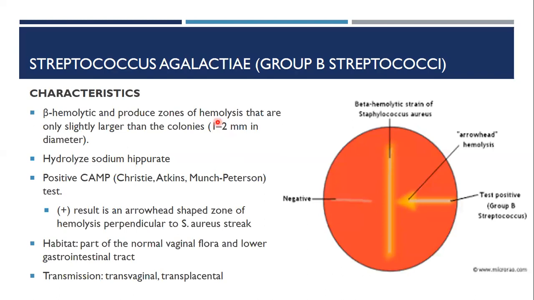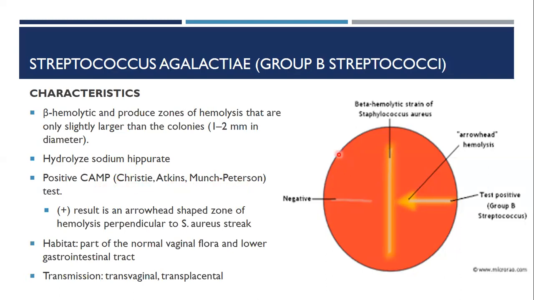So another group of microorganism under the Streptococcus genus is Streptococcus agalactiae, or group B Streptococci. These are also beta hemolytic, and a distinct characteristic of group B Streptococci is a positive CAMP test. CAMP stands for Christie, Atkins, Munch, Peterson.